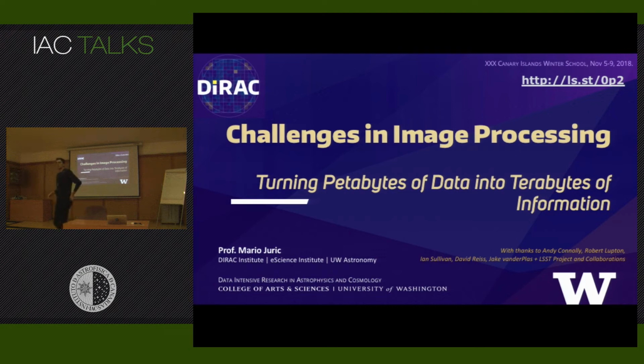About the challenges in image processing, or how do we turn those petabytes of mostly imaging data that we're taking into actual information, into something that we can do science with.